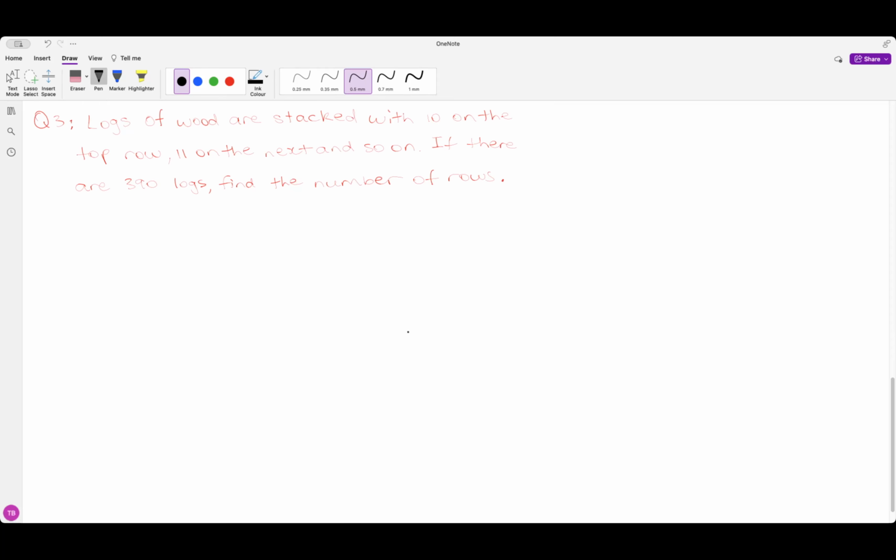All right, looking on to the third question. This one's a little bit more practical. Right, this is a real example, one that you'd see on a test. So logs of wood are stacked with 10 on the top row, 11 on the next, and so on. If there are 390 logs, find the number of rows. All right, I'm just going to rewrite that formula there, just so you have it.